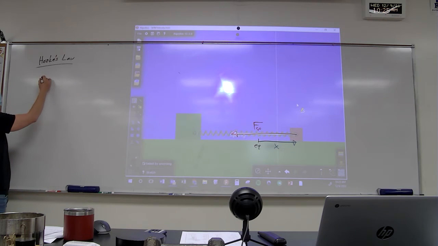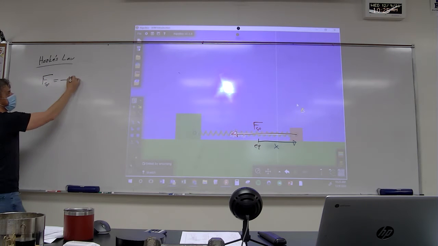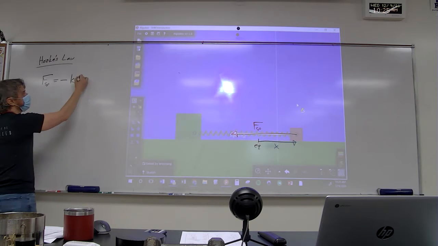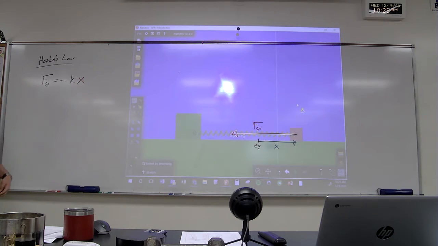So Hooke's law, though, states that the spring force here is negative some constant, k, times the displacement, x.